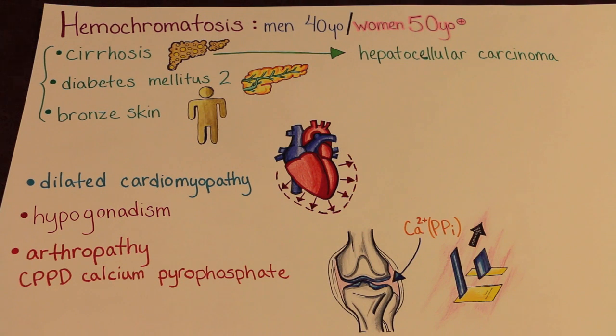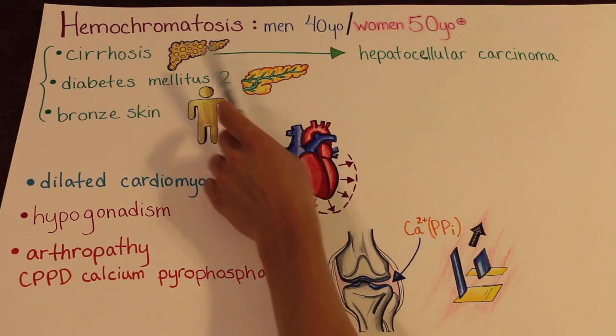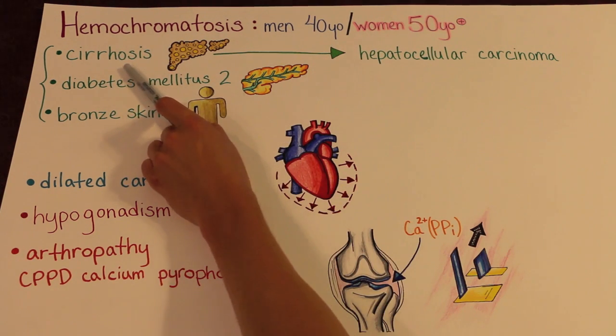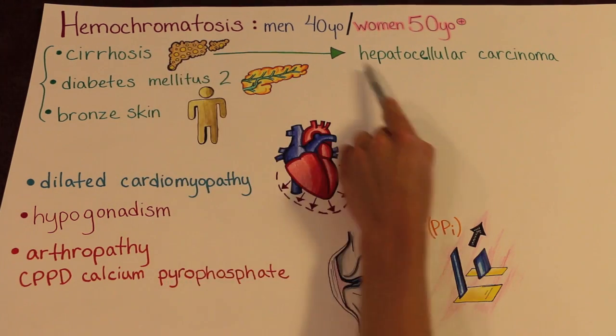A major long-term complication of hemochromatosis is cirrhosis due to this iron deposition, and also that can lead to hepatocellular carcinoma.